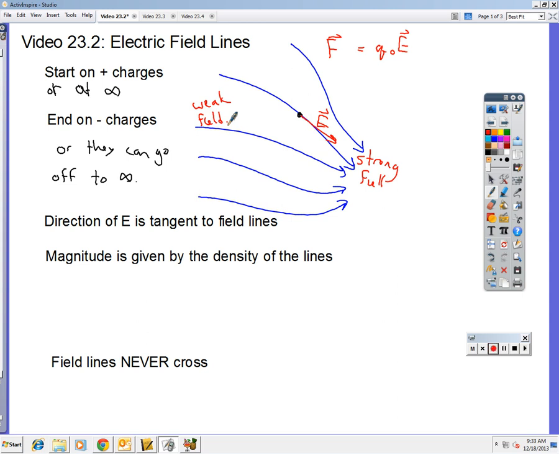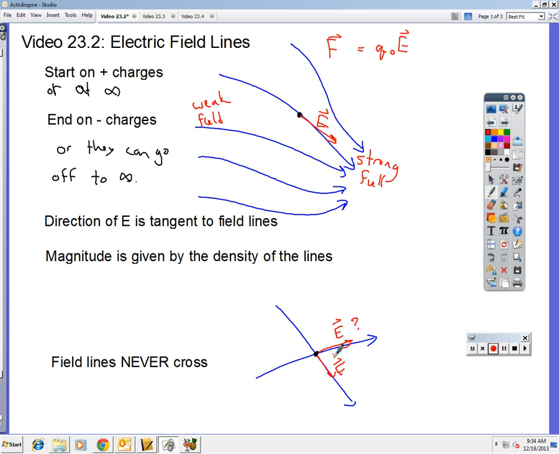And the other thing about electric field lines, they never ever cross. To see why, let's assume that they do cross. So let's say in a particular region of space you have an electric field that looks like that. And then we'll put a charged particle here, and we'll say, well, what is the direction of the force on that particle? Is it in this direction? Is it in this direction? Who knows?